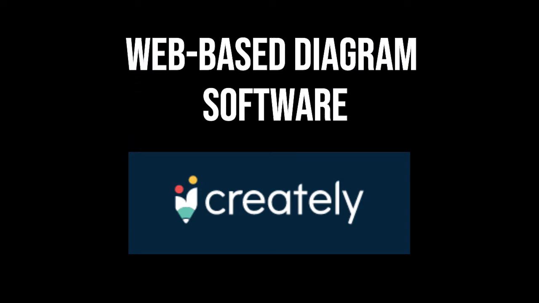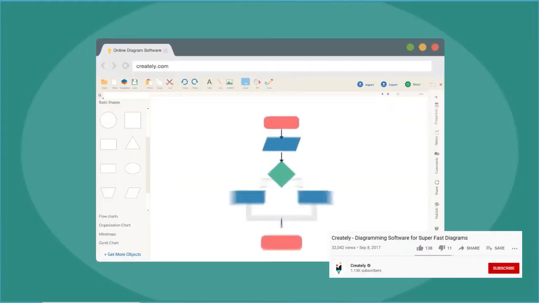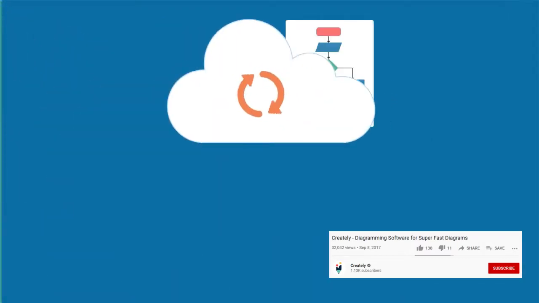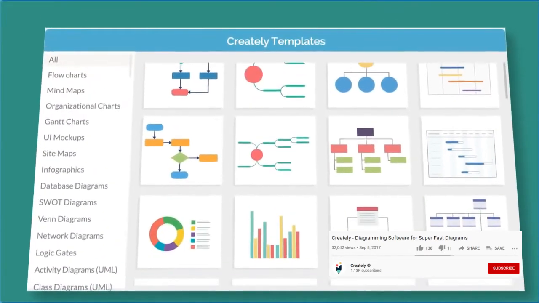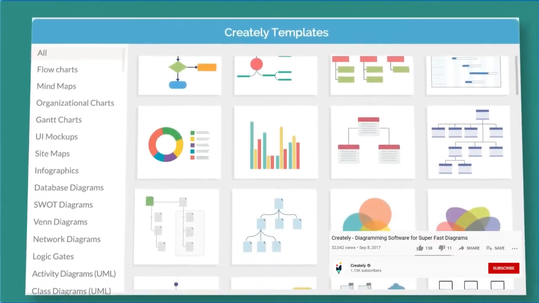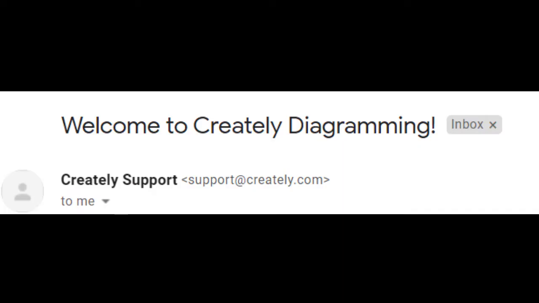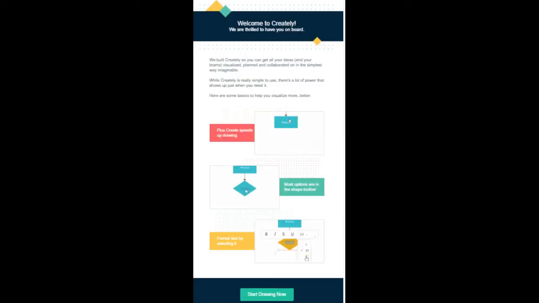Creatively is a web-based diagram software and it is simple to use. To proceed, you have to sign in first. If you created an account using Gmail, just wait for a few minutes to receive this one. To make sure that you already have an account, you need to receive this one, and to start, click Start Drawing Now.